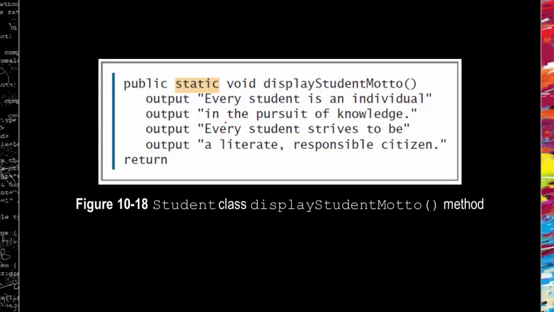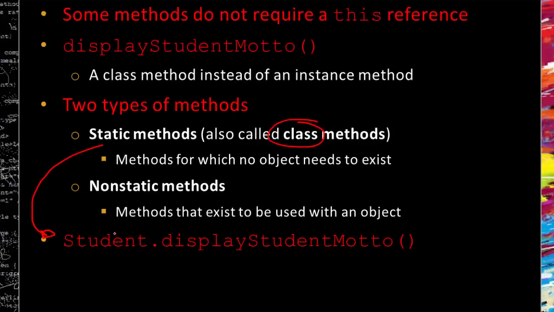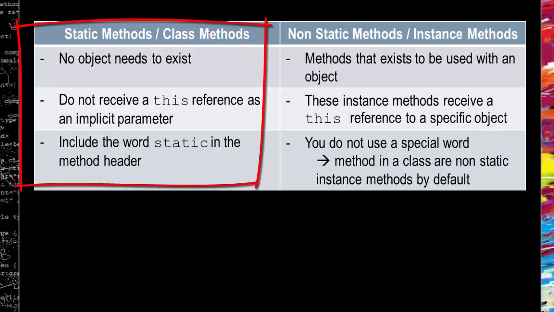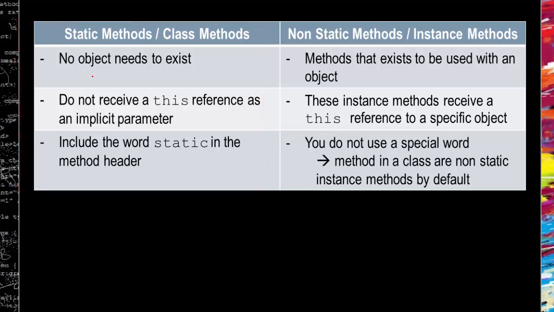If we have a look at the header of our displayStudentMotto method, you can see that we include the static keyword in that header. So we can use it with the class name, which is Student dot displayStudentMotto. Here is a bit of a comparison that helps to indicate the two types of methods. With static methods, or class methods, no object needs to exist. So we just go Student dot displayStudentMotto.